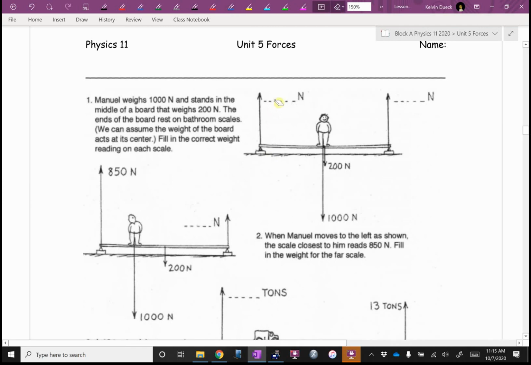How hard must each of those scales be pushing up if the total force is 1,200 down? It's got to be 600 apiece. Has to be. That's Newton's first. That's the power of Newton's first.